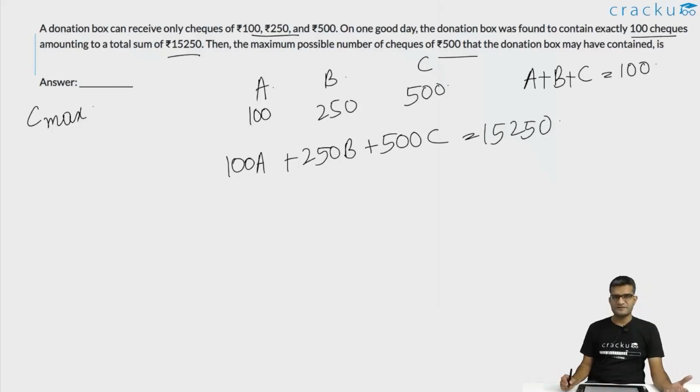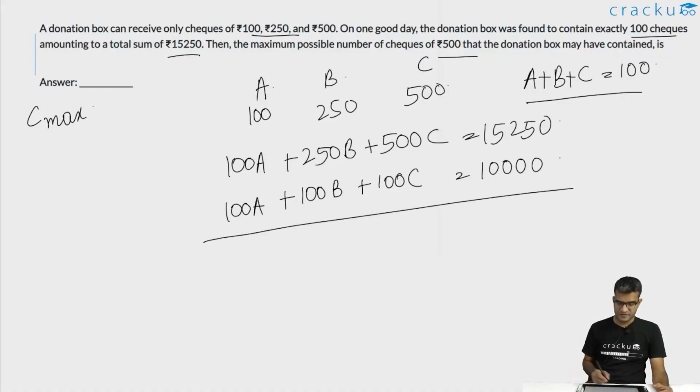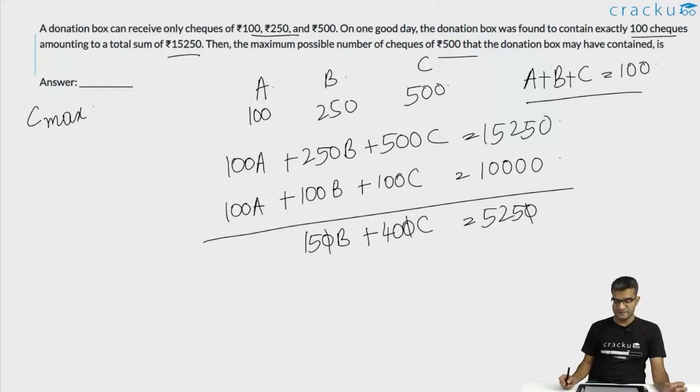To calculate the maximum value of C, let us first eliminate either A or B and try to express C in terms of the remaining variable and try to maximize it. Here it is easy to eliminate A because we can multiply the first equation with 100. So 100A plus 100B plus 100C is equal to 100 into 100, which is 10,000. Now if you subtract the second equation from the first equation, 150B plus 400C is equal to 5250. We can cancel 10 everywhere. So 15B plus 40C is equal to 525, or 3B plus 8C is equal to 105.